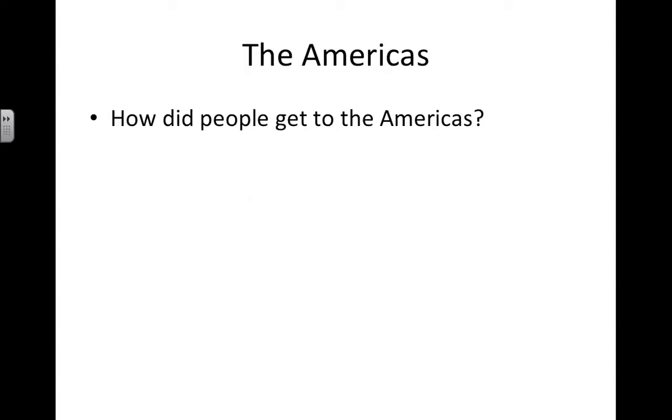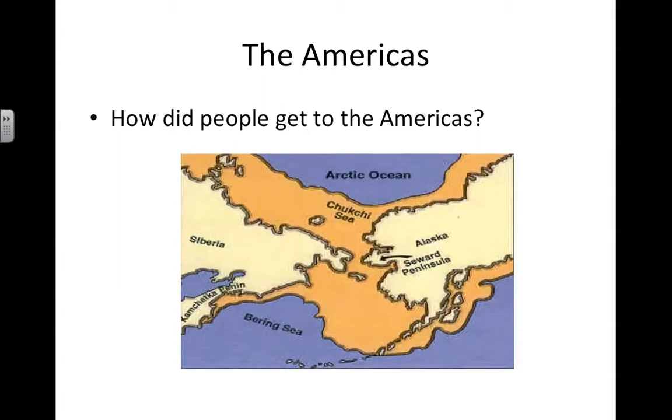Okay, so what is the theory of how people migrated to the Americas? The accepted theory is the land bridge theory, and that is the idea that during the ice ages, the water level of the oceans decreased because there were so many glaciers being formed, and it actually exposed underwater land bridges, and it would have connected right here between Russia and Alaska.